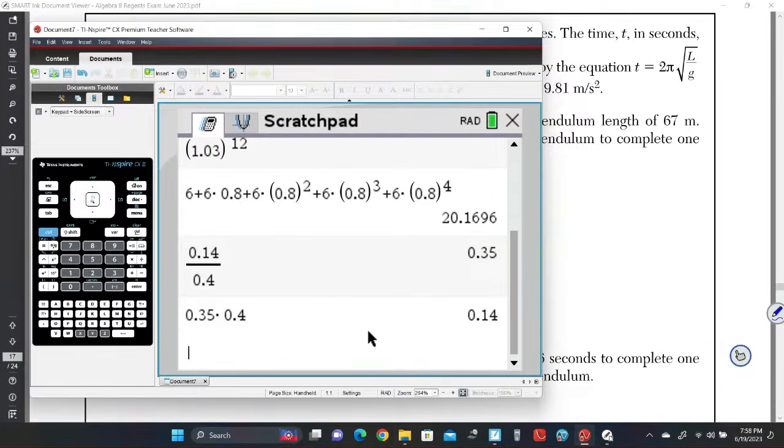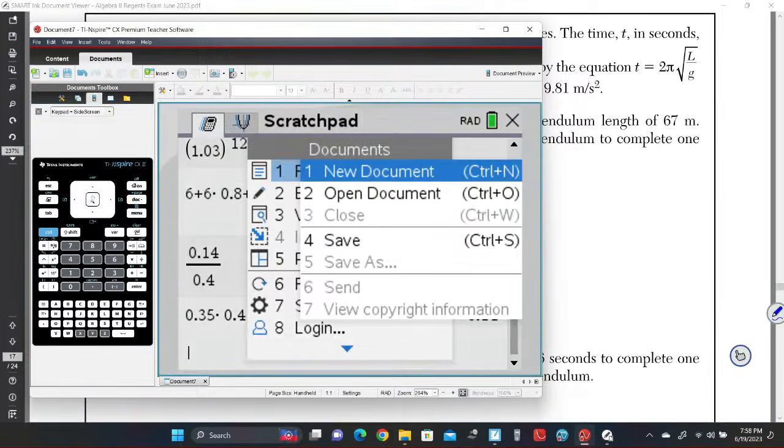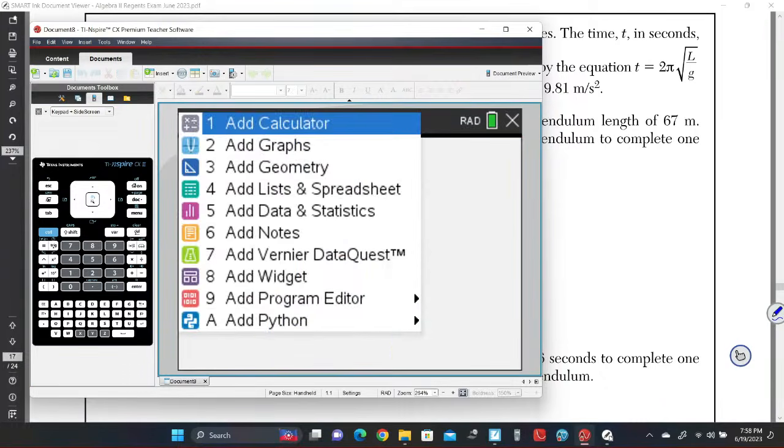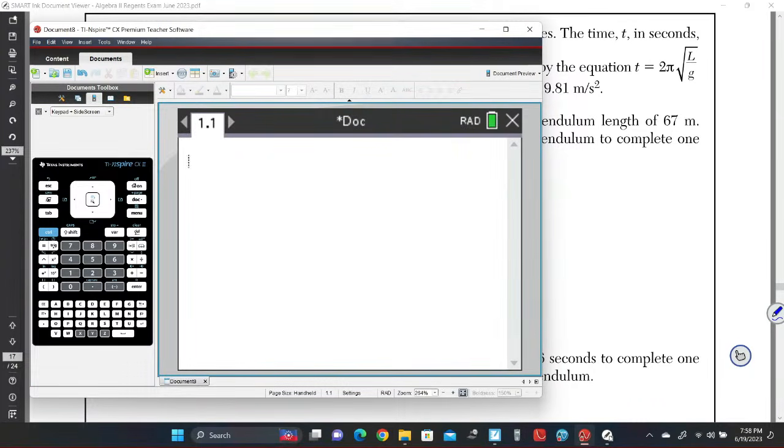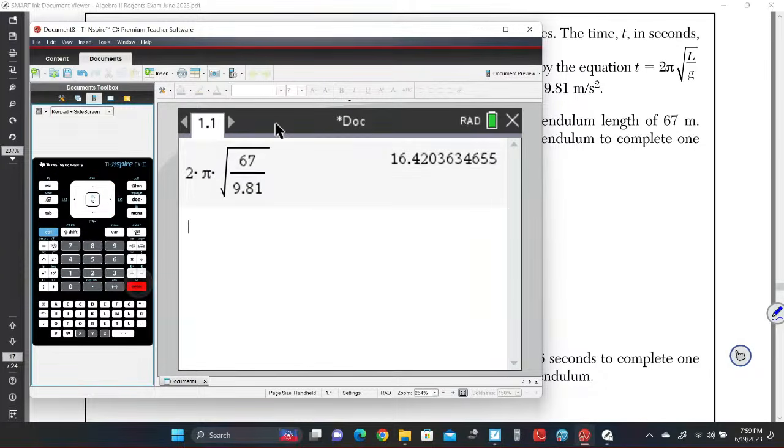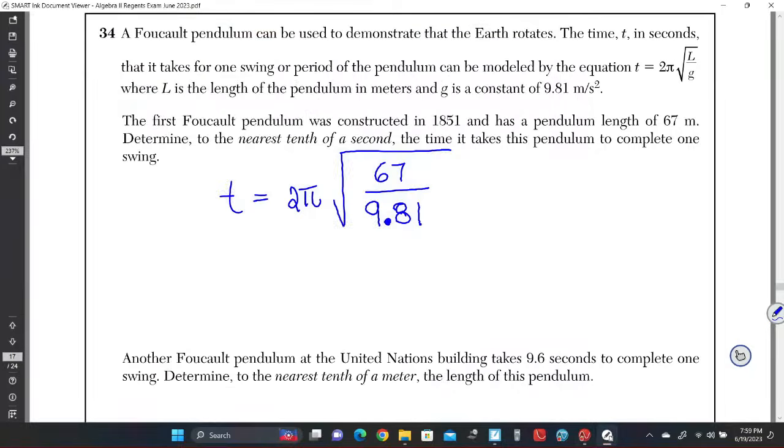And that is going to be, let's see, maybe I can just clear this up. No. And let's add a calculator. Okay, so here we go. We've got 2 times pi times the square root, might as well put the fraction in, why not? 67, oh, not 7, that's a shorter pendulum, although still pretty long. 67 divided by 9.81. All right, and enter, and it takes 16.4 seconds to the nearest tenth of a second.